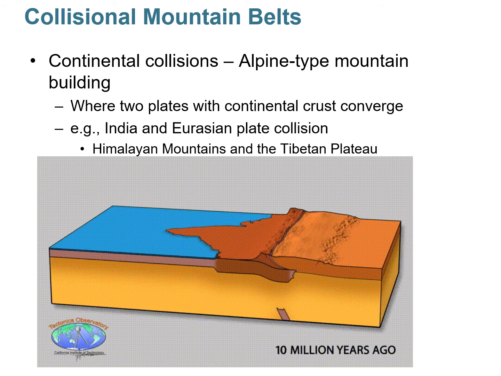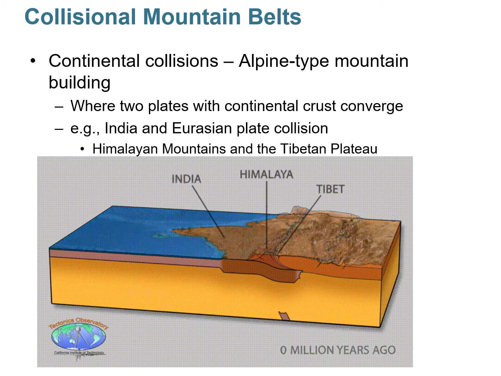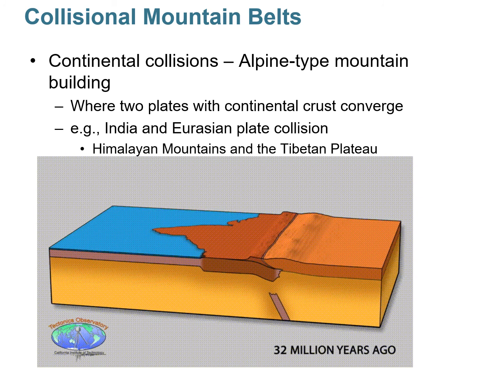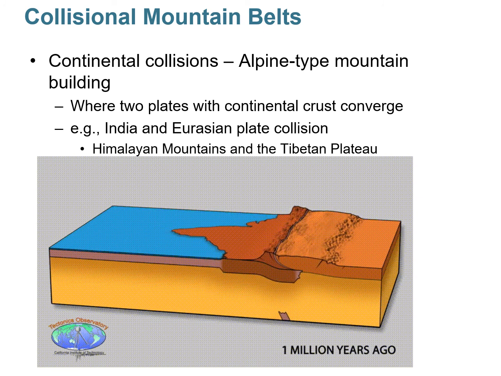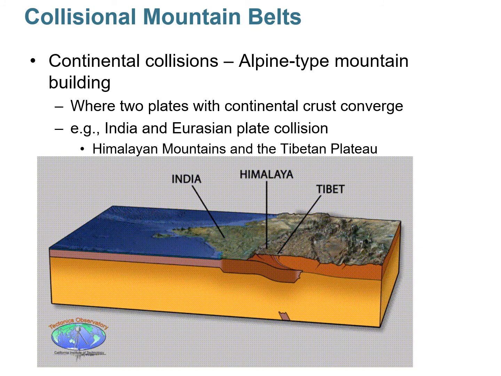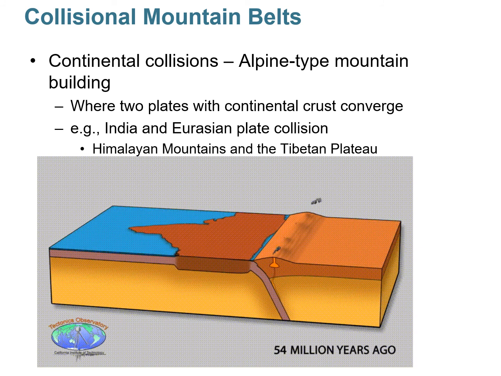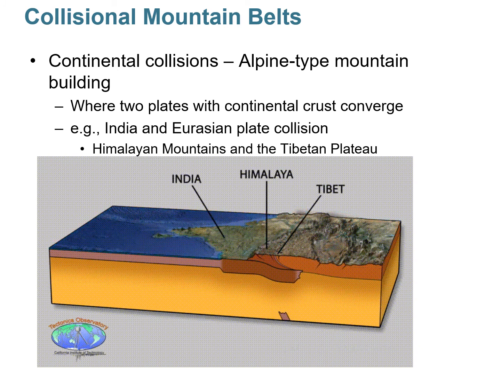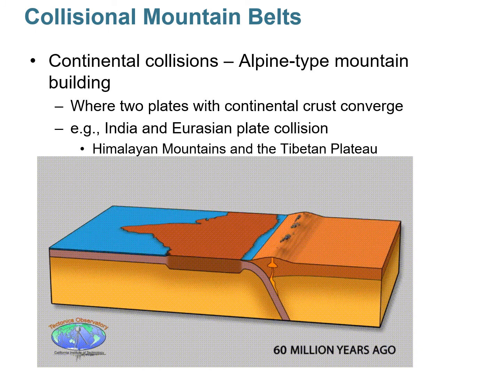Okay, the last type of mountain building is called collisional mountain belts, or these huge continental collisions. We call these Alpine-type mountain building, where two continental crust like plates kind of collide. Okay, and the best example of this is the Alps or the Himalayan mountains. Here, this is the past 60 million years. India was kind of its own island continent, and it slammed into Eurasia.